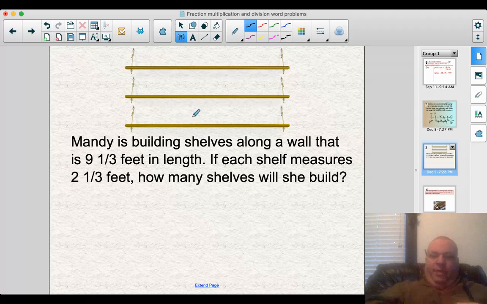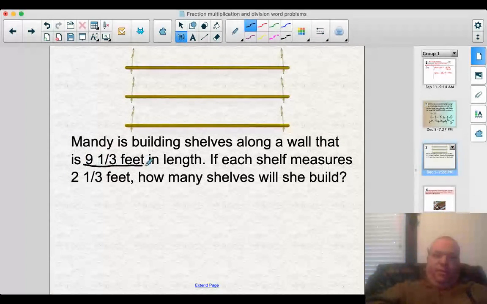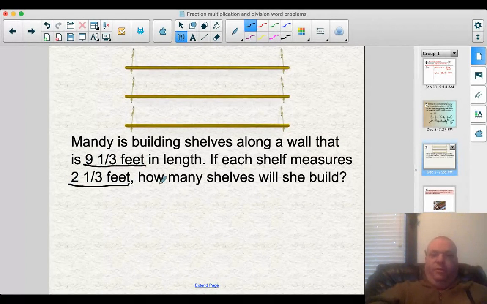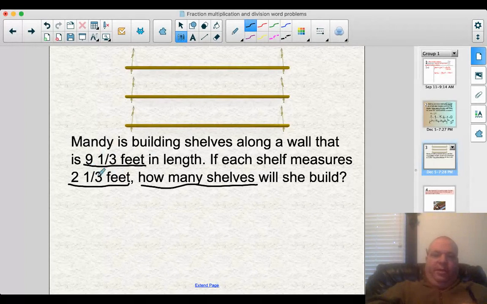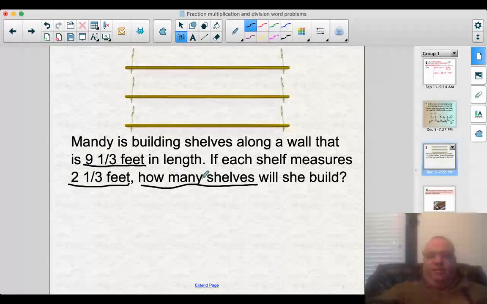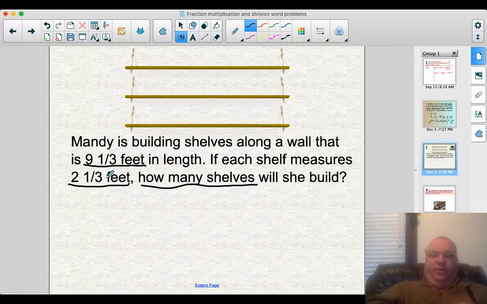All right, welcome back. So the numbers we have are 9 1/3, 2 1/3. I want to know how many shelves. So this is the length of the wall. This is how long each shelf is, and this is the number of shelves. So hopefully we can see that the length of each shelf times how many shelves will give you the total length, which is going to be the length of that wall. So we're given again the total and one of the parts, which means this is division.